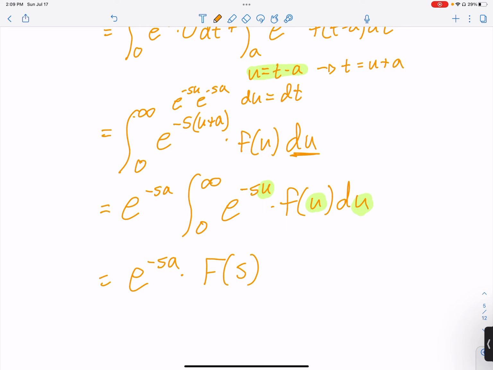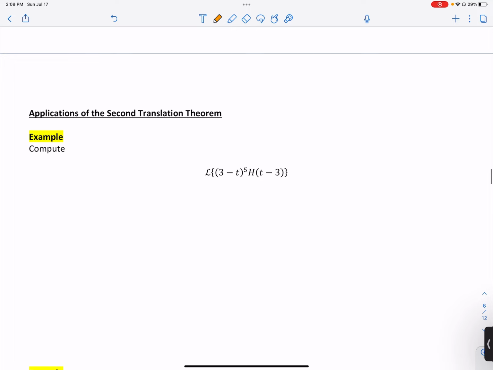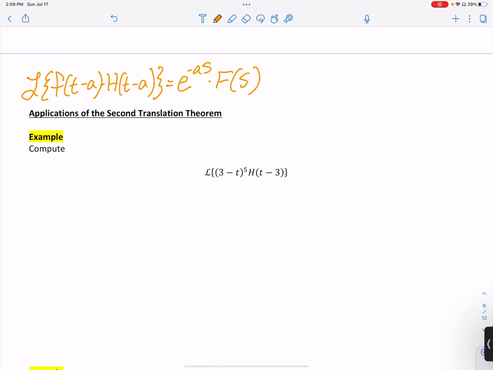Let's get a few examples in. All right, so here's the application. We have that. Now, I'm going to write this formula down at the top of the page, just so we have it. So the Laplace of f of t minus a times h of t minus a is equal to e to the negative as times the Laplace of f.